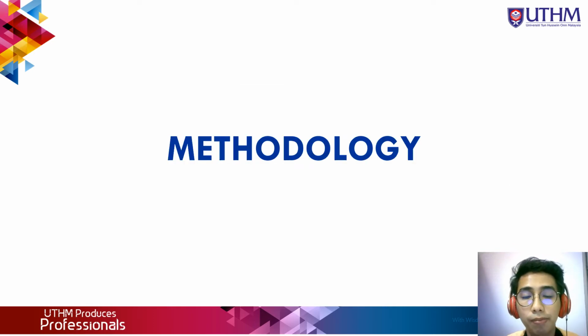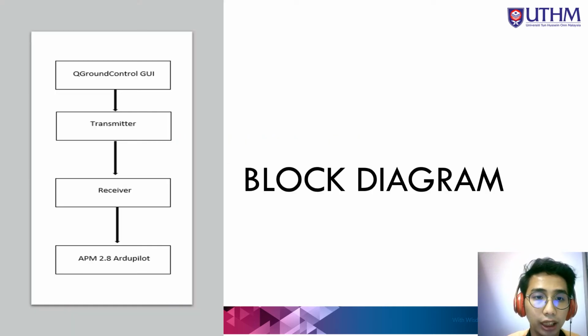Okay, so for my project methodology, this is my block diagram. So first of all, we are going to use the QGroundControl GUI to do the mission planning, and then the task from the mission planning is going to be transmitted from the radio module of the telemetry kit and received by the radio module of the telemetry kit too, and then it will be sent to the APM 2.8 autopilot.